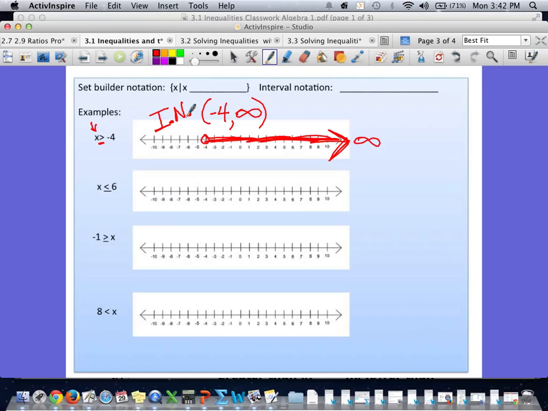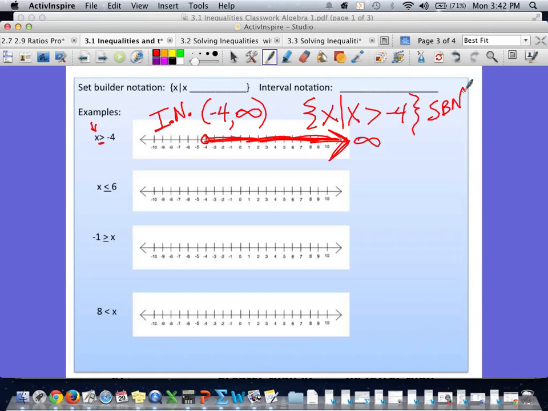Okay? Now let's do it in set builder. Set builder is going to have the variable in braces, x such that x, and you just write greater than negative 4. There we go. This is set builder. Okay, we're going to do that for each one of our problems.